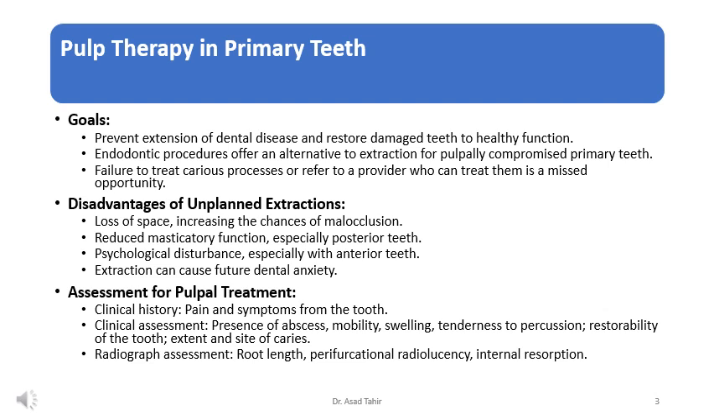Assessment for pulpal treatment. Clinical history: pain and symptoms from the tooth. Clinical assessment: presence of abscess, mobility, swelling, tenderness to percussion, restorability of the tooth, extent and site of caries. Radiograph assessment: root length, perifurcational radiolucency, internal resorption.